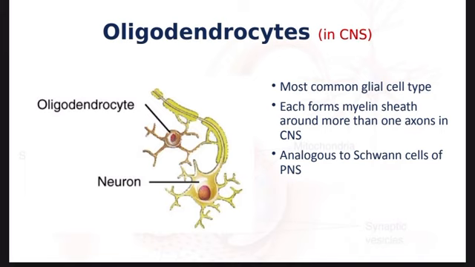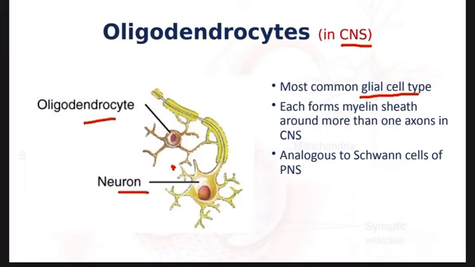Oligodendrocytes, which is really difficult to say, are in the CNS. Again, it's usually the most common glial cell type. You see how the neuron is right next to it. So they support, and they actually have a really unique feature.